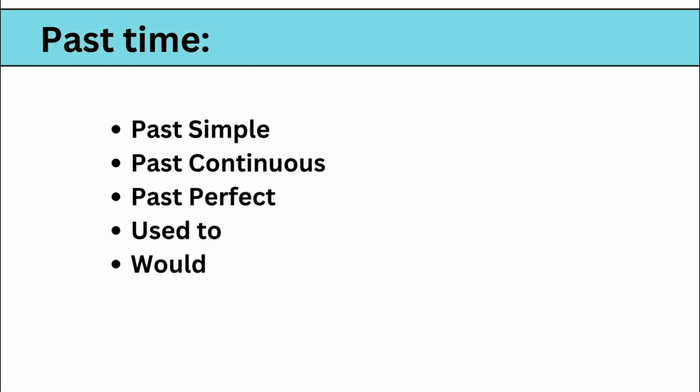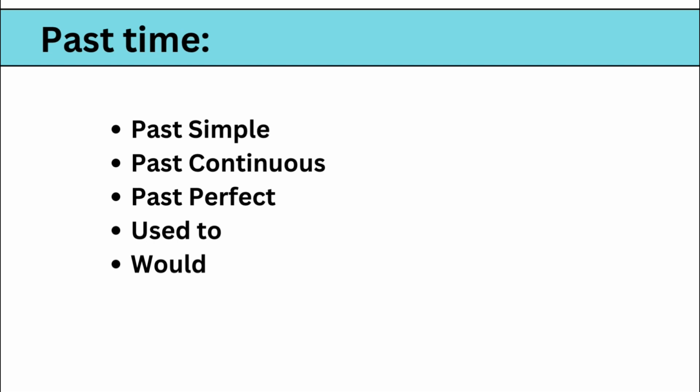हम टॉकिंग अबाउट द पास्ट टाइम. सो फॉर द पास्ट टाइम यू कैन यूज़ पास्ट सिंपल, पास्ट कंटिन्यूअस, past perfect, and used to and would you can also use in order to talk about the past situations. Each of them is used to describe actions or events that occurred in the past. So all you need is to practice.